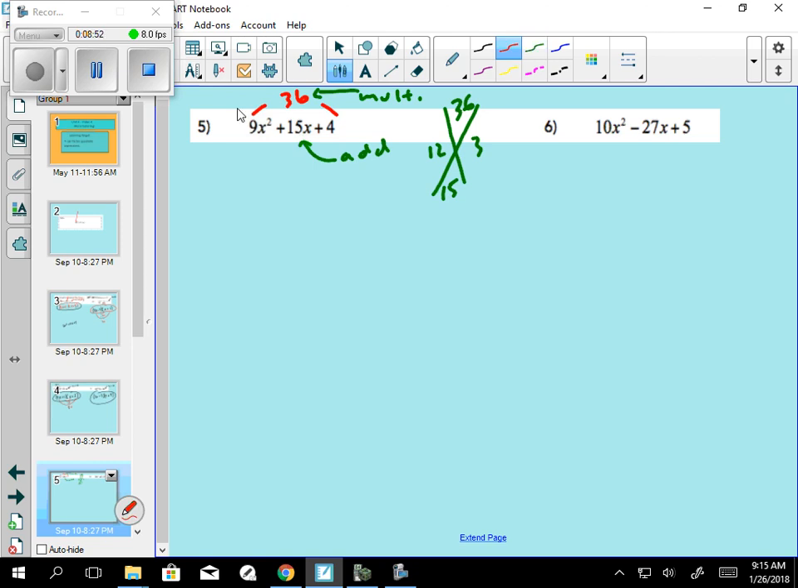Okay, so if we know it's 12 and 3, what we're going to do is take our 15x here, and instead of writing it as 15, we're going to write it as 12 and 3.